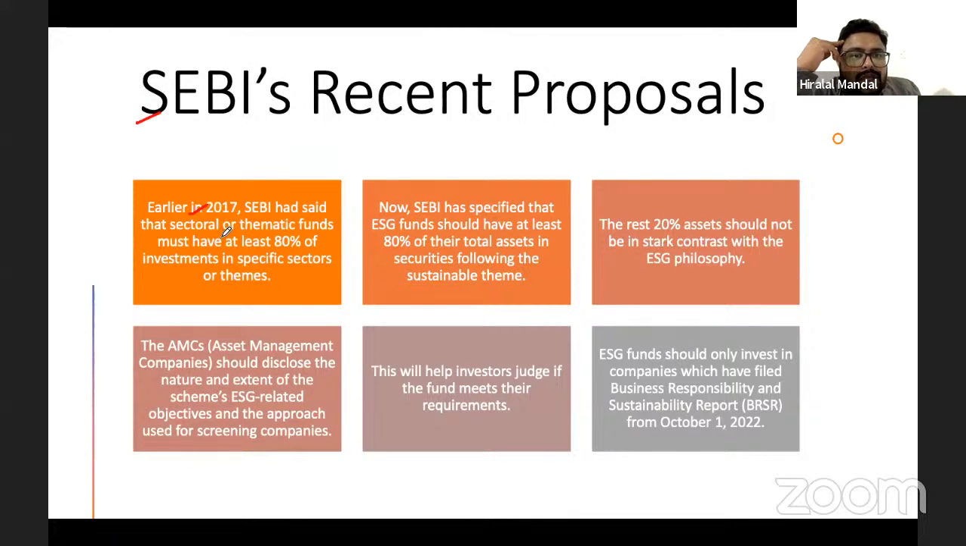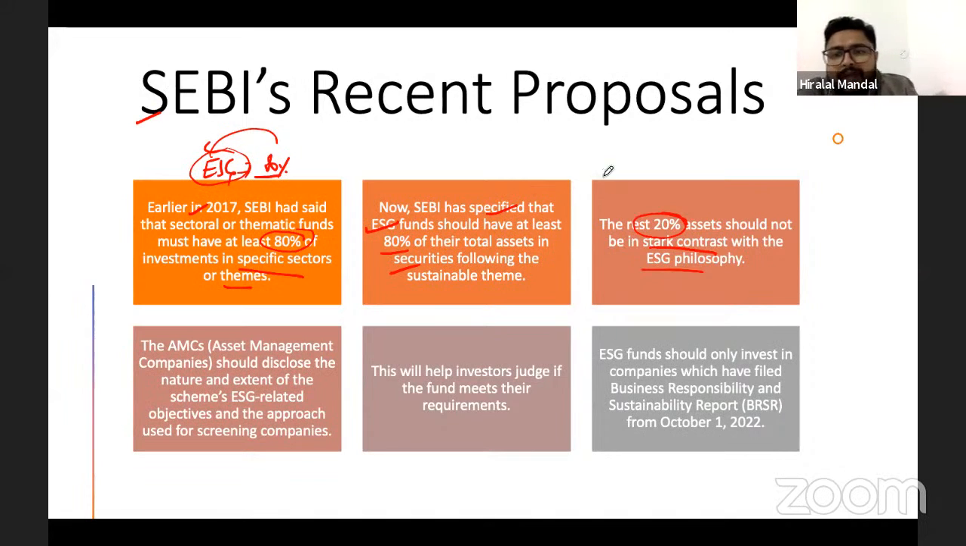Now, what are the proposals that have been made by SEBI? This came into discussion in 2017, and it was said that 80% of the investment from these funds will be done in the themes for which it has been created. For example, it is ESG, so 80% of these funds will be used for investing in those companies which will protect the interest of environment, sustainability, and governance. It has specified at least 80% of assets in securities following the sustainable theme. The rest 20% of assets should not be in stark contrast with the ESG philosophy. It means 80% should go to ESG companies, but the other funds should also go to companies which are not directly contrasting that fund.